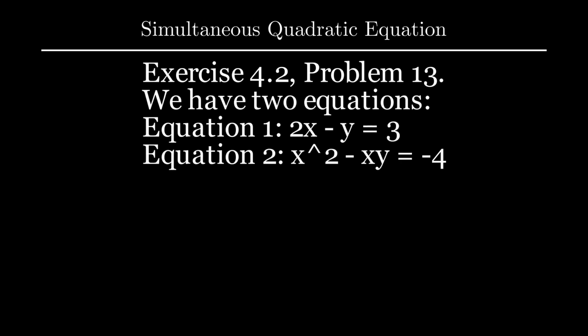So here we're going to solve problem number 13 from exercise 4.2. In this problem, they have given us equations to solve simultaneously: 2x minus y is equal to 3, and x to the power 2 minus xy is equal to negative 4. So we solve them simultaneously, as we do when solving quadratic equations. Let's solve this step by step.